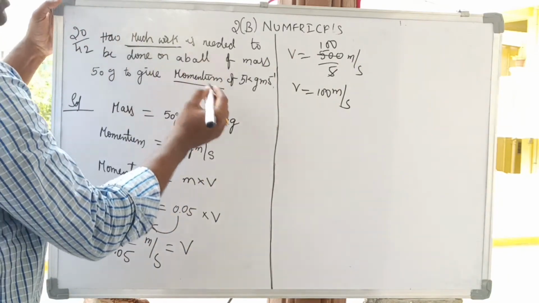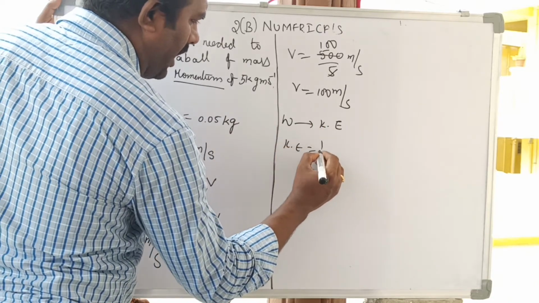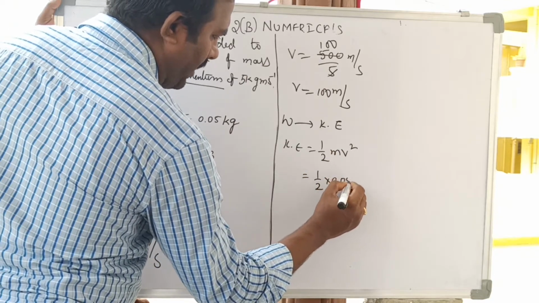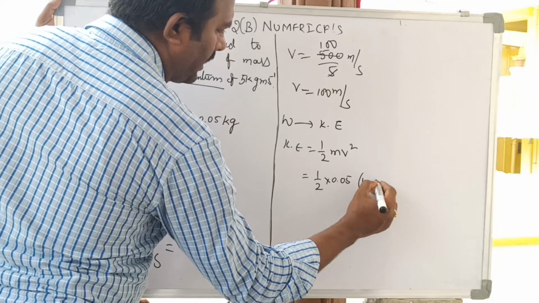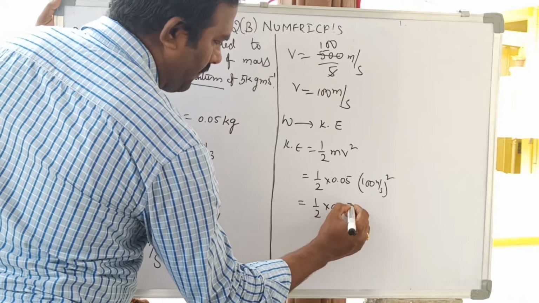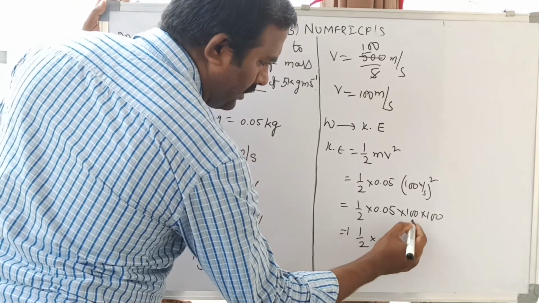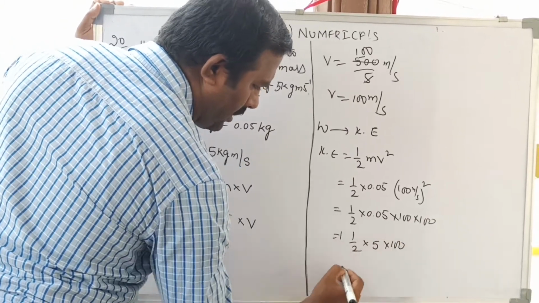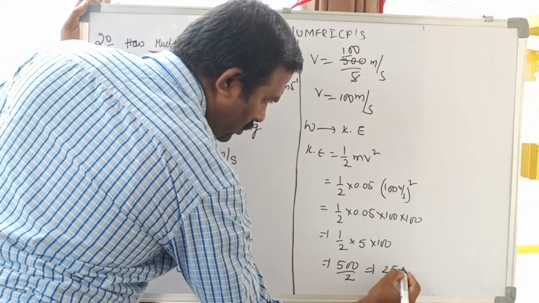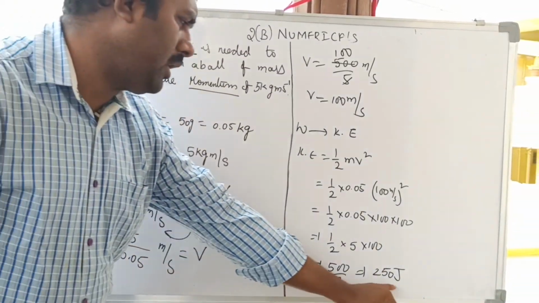Now we have to find the work done. Work is in the form of kinetic energy, nothing but kinetic energy is equal to half mv square. So half into 0.05, velocity is 100 meters per second whole square. We can write it as half into 0.05 into 100 into 100. If you multiply this, 5 into 100, it is nothing but 500 by 2, which is nothing but 250 joules. So the ball did 250 joules of work.